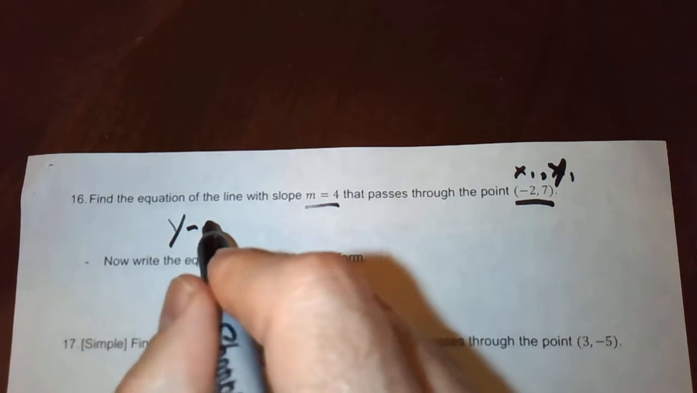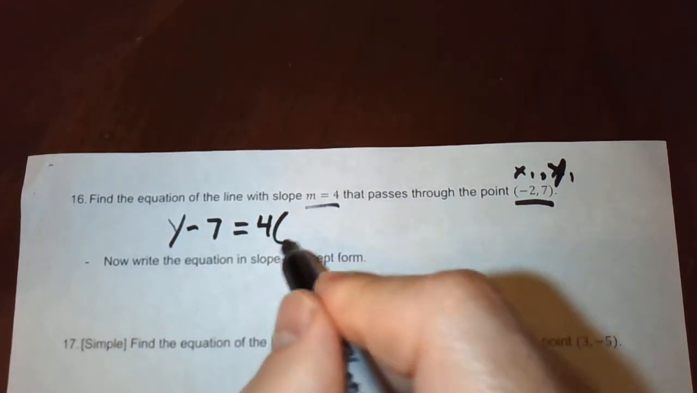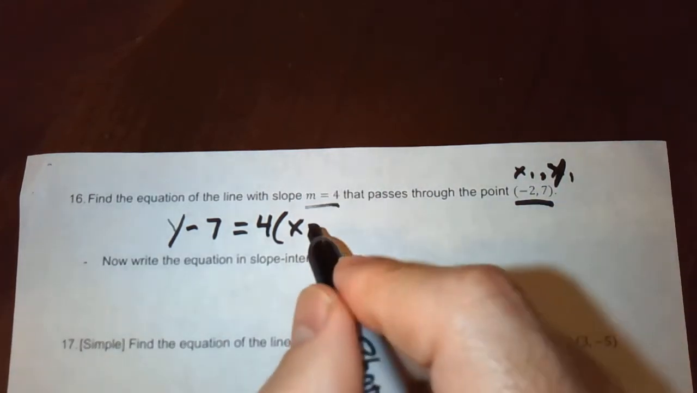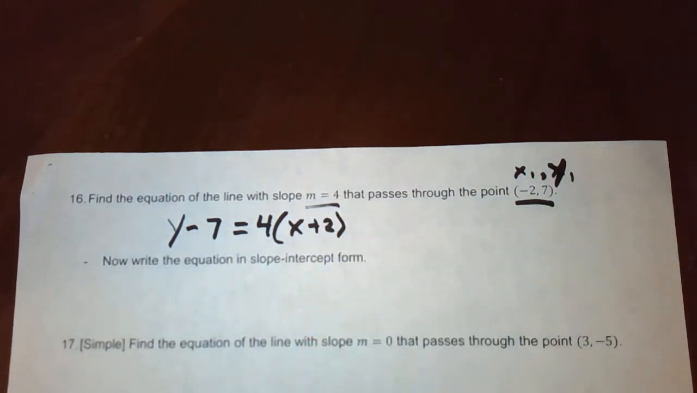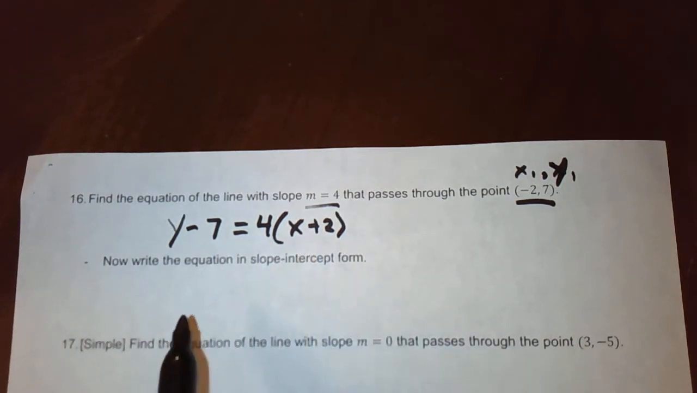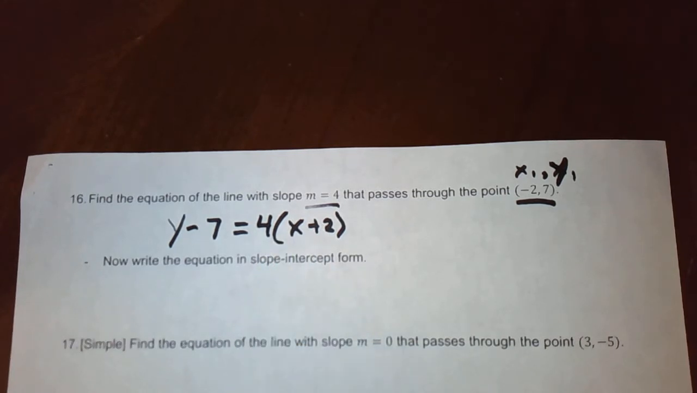So y1 is 7. y minus 7 equals the slope, 4, times x minus negative 2, which is x plus 2. That is the equation of the line in point-slope form. Now we want to write it in slope-intercept form like we had done on an earlier equation.